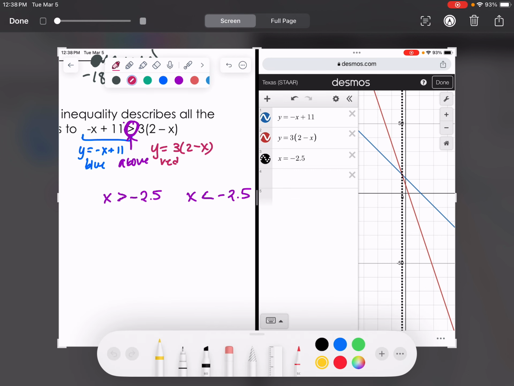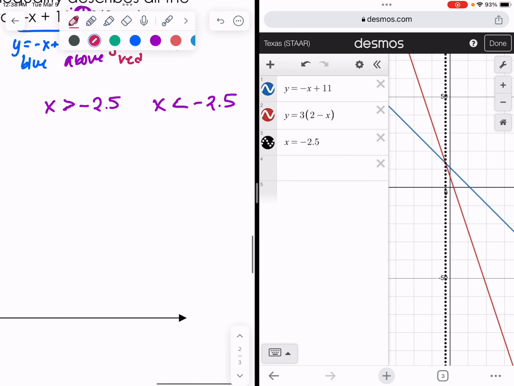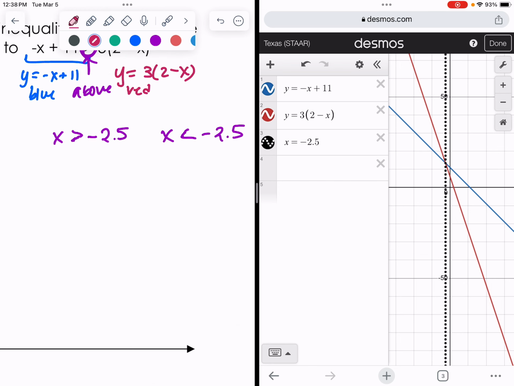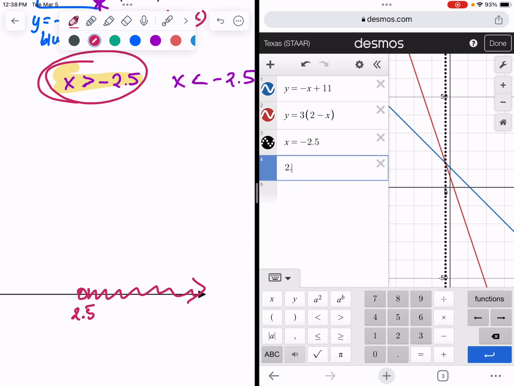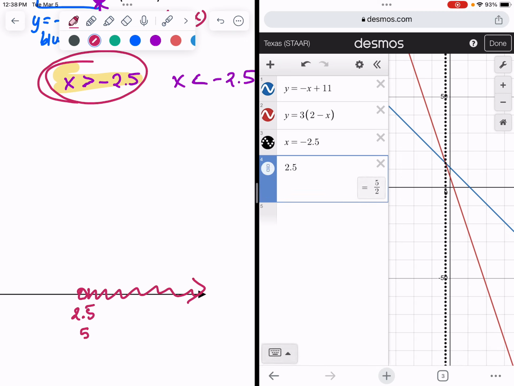Okay, and so looking at my picture, blue is above the red over here to the right, whereas if I go to the left of the line, the blue is below the red. And so I want above the red, so I want to the right of the 2.5. And so because I want to the right, I'm not going to choose the L, I'm going to choose this one as my final answer. And so when I graph it, I'm going to put 2.5 with an open circle and shade to the right. If you need the fraction, just convert using Desmos and get the fraction.